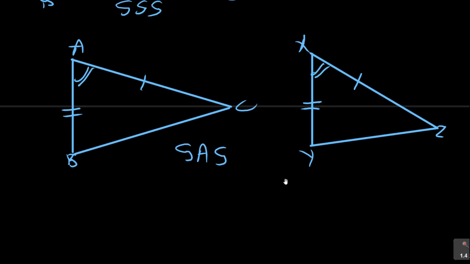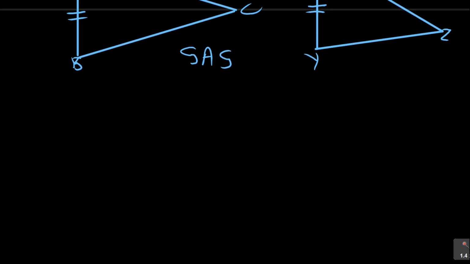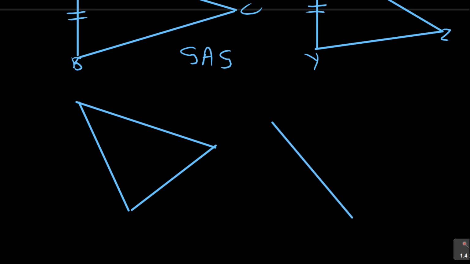Moving on. The other condition, I can have a similar situation like this. This triangle is like this, and this triangle is also like this. These are two triangles. Now look at this.